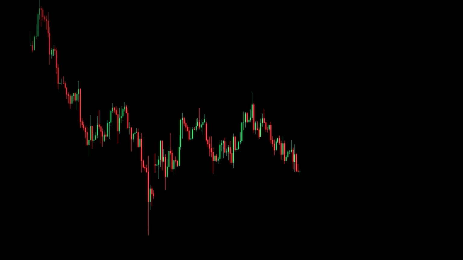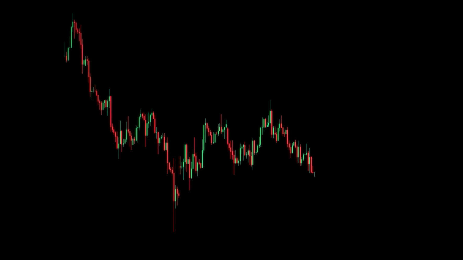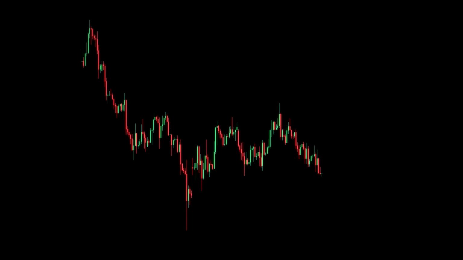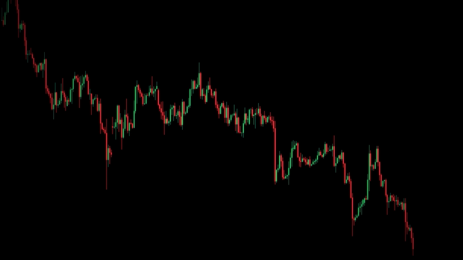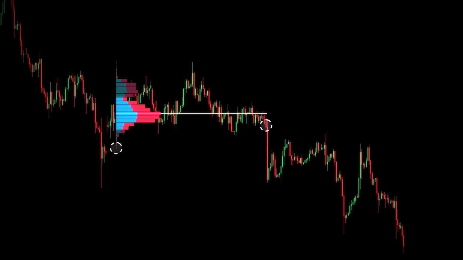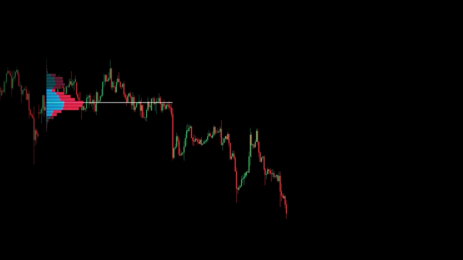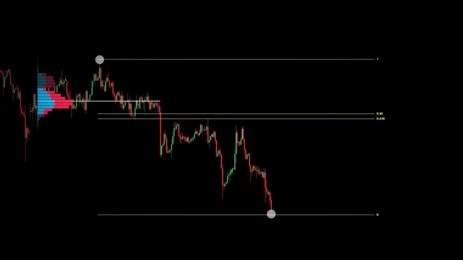Let's walk through a real setup using the fixed range tool. We're in a clear downtrend. Price starts consolidating sideways, then breaks lower. I drag the fixed range from the start of the consolidation right up to the breakout candle. Then I'll add a Fibonacci retracement from the swing high to the swing low. And look at that. The 618 fib lines up exactly with the point of control.